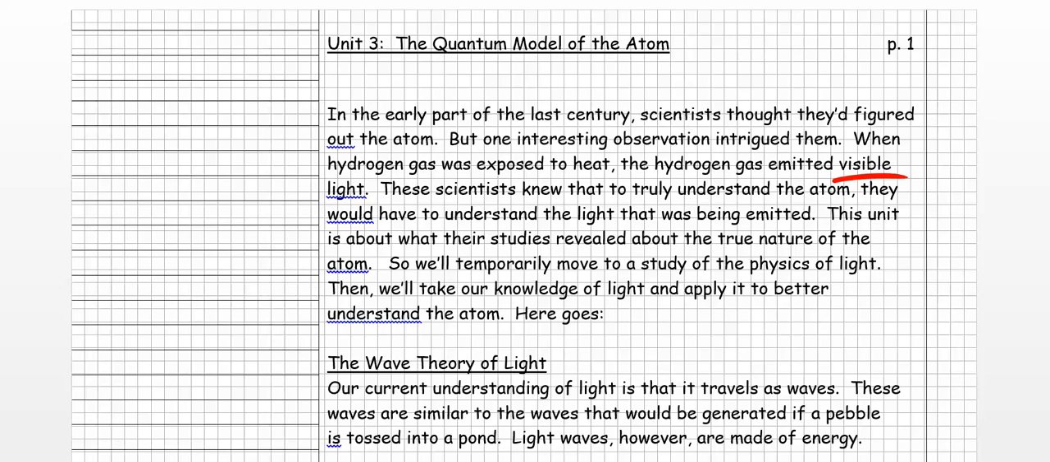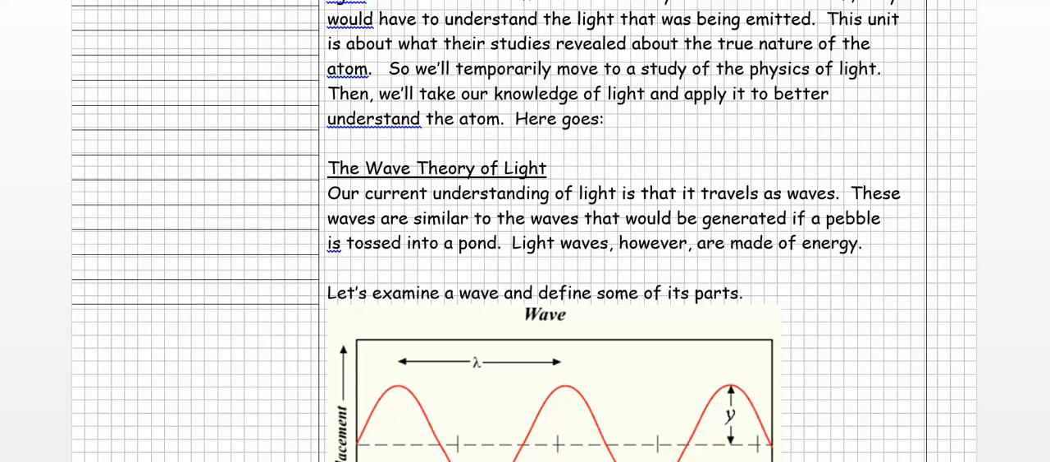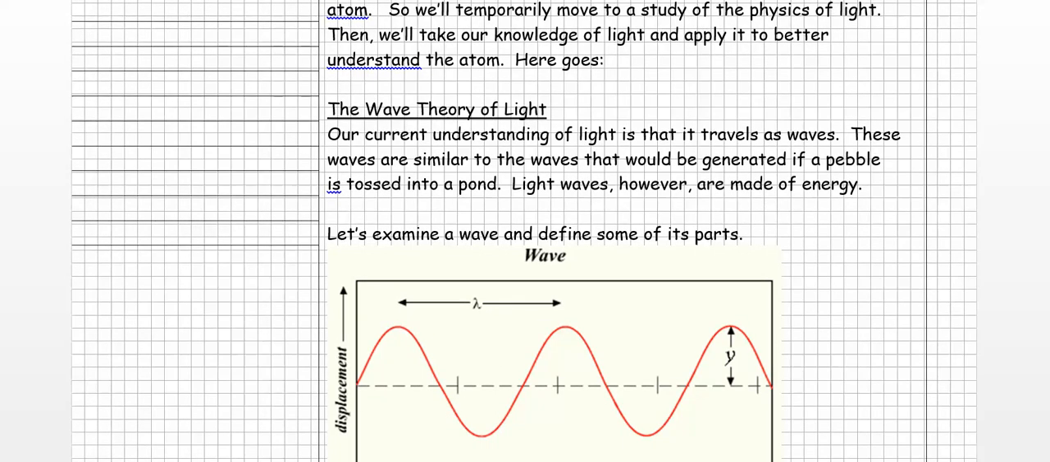So we're going to temporarily move to a study of the physics of light. Then we'll take our knowledge of light and apply it to better understand the atom. So here goes. The wave theory of light. Our current understanding of light is that it travels as waves. These waves are similar to the waves that would be generated if a pebble is tossed into a pond. Light waves, however, are made of energy.